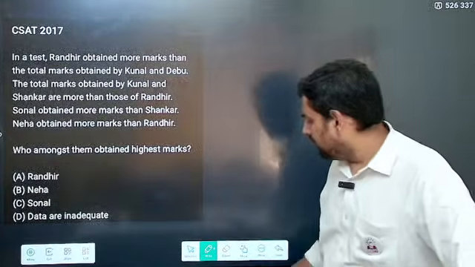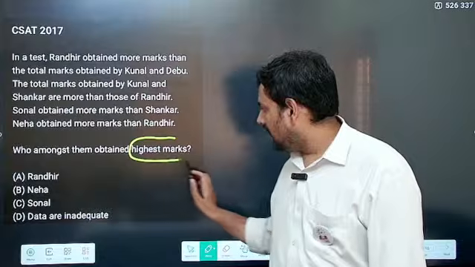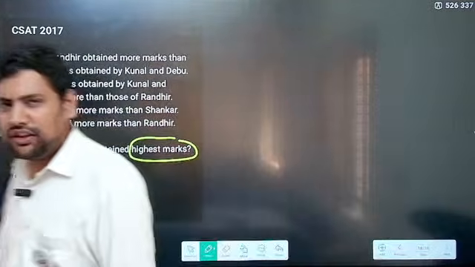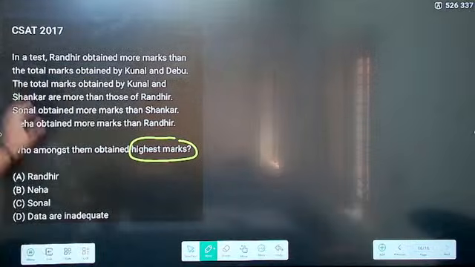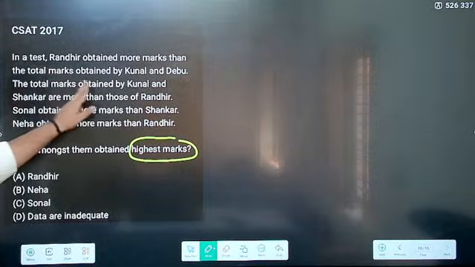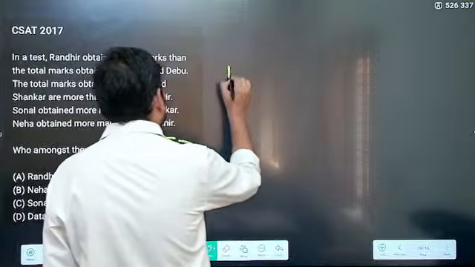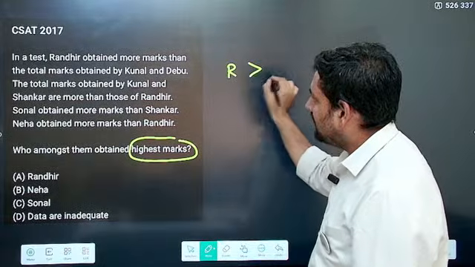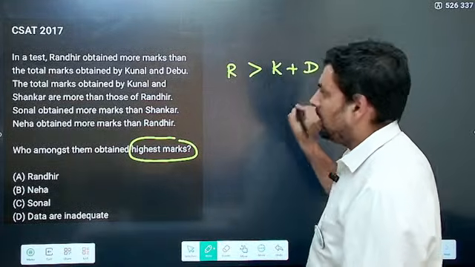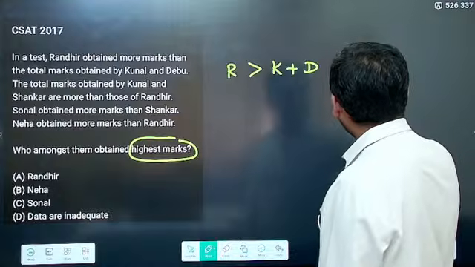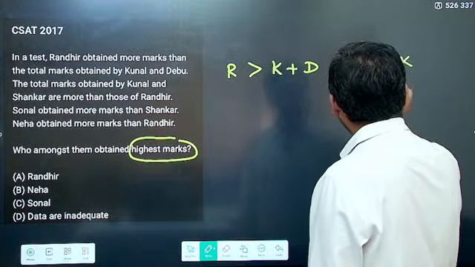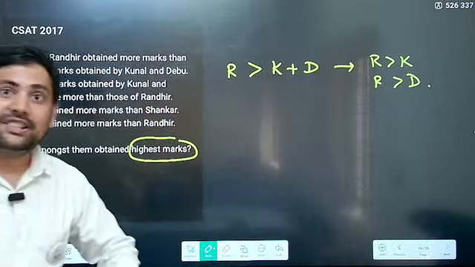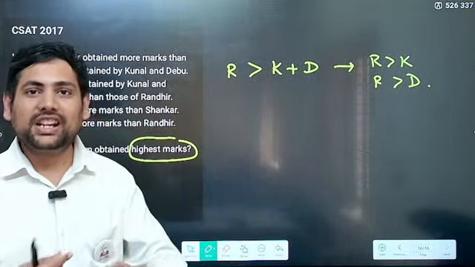Okay, so I need to find which of them obtained the highest marks. Now, I again start cancelling out anybody who got lower marks than anybody else. So, Randhir obtained more marks than the total marks obtained by Kunal plus Debu. So, Randhir obtained more marks than Kunal and Debu combined. So, from this, I can say that Randhir obtained more marks than Kunal also, and more marks than Debu also. Correct? Because he got more marks even than their sum.